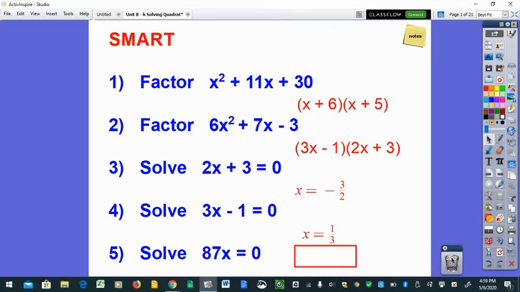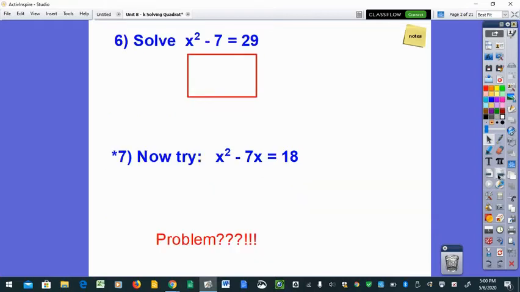It's 0.3 repeating. And here we're just going to divide by 87, and it's funny how a lot of people get confused by that, but 0 divided by 87 is just 0. So just some practice on factoring and some solving simple equations. Let's take it up a notch.